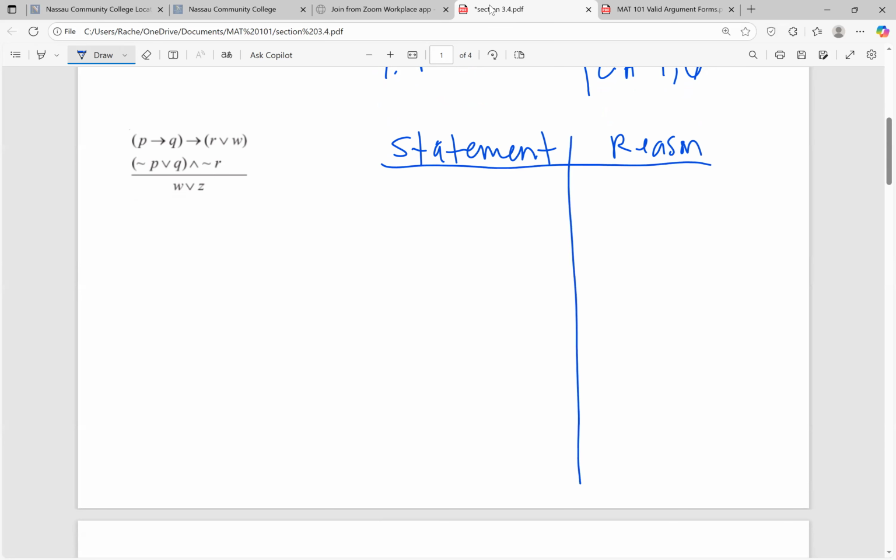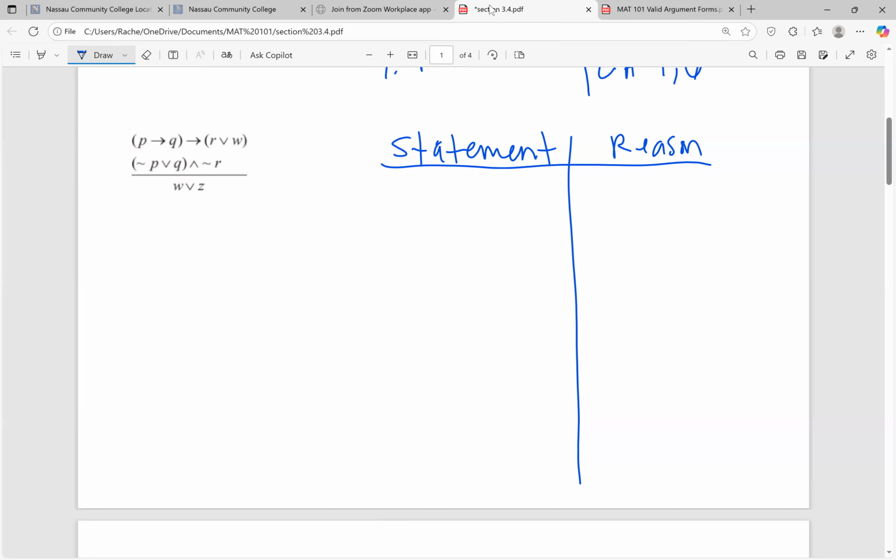So let's list our statements and our reasons. I have two premises, a conditional and a conjunction. And I'm looking for things maybe that I could use right off the bat, right? Like modus ponens or modus tollens. But then I would have to have either the left or the right-hand side of the conditional as one of my other premises. I don't have that. But I do see P implies Q in the first premise, and then I see not P or Q, which really is equivalent to P implies Q, right?